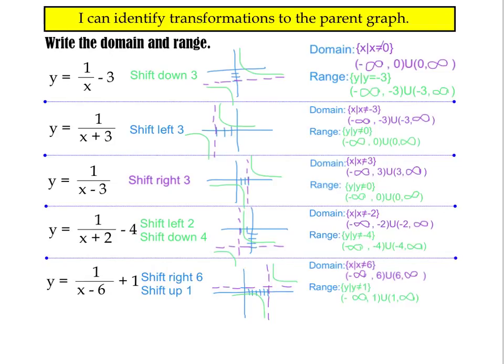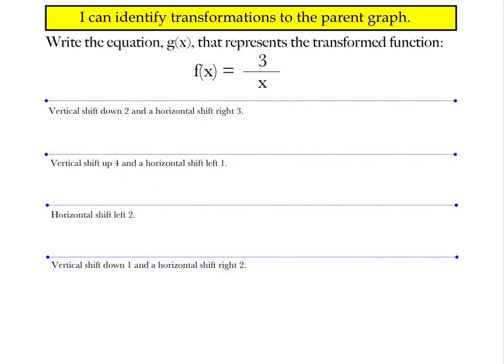talk about this tomorrow. All right, this next one, it's asking you to write the equation g of x. So we're showing a new function that represents the transformation of this function right here. So given that f of x is 3 over x, I need to write a function g of x that shows a vertical shift down 2 and a horizontal shift right 3. So go ahead and pause the video and see if you can write that function g of x.